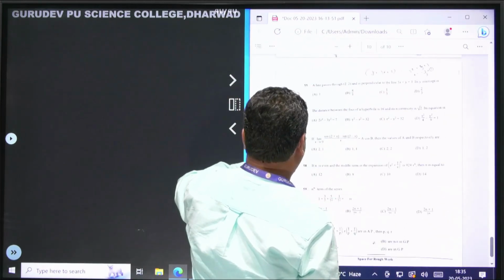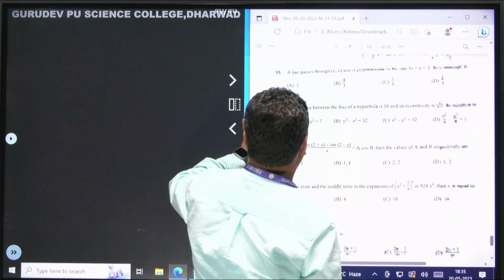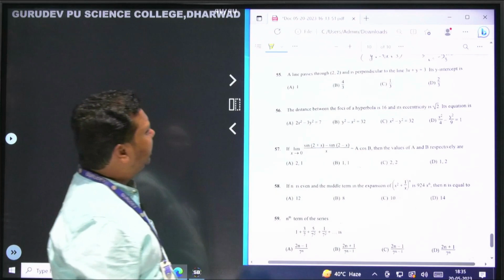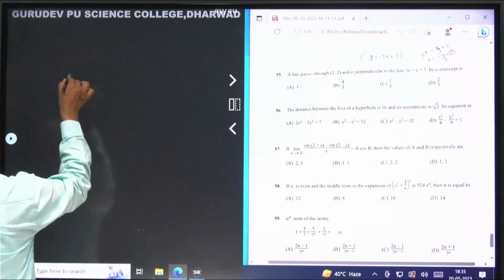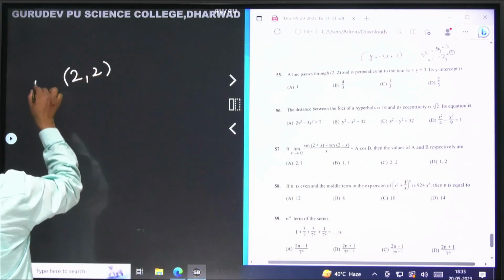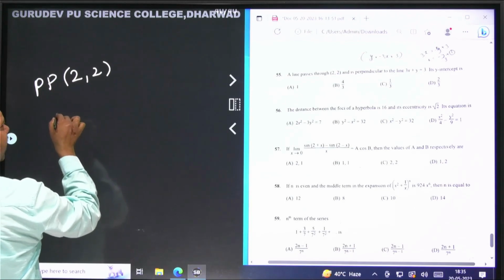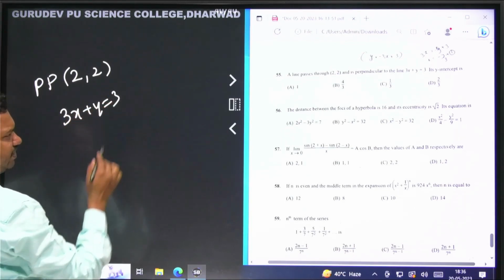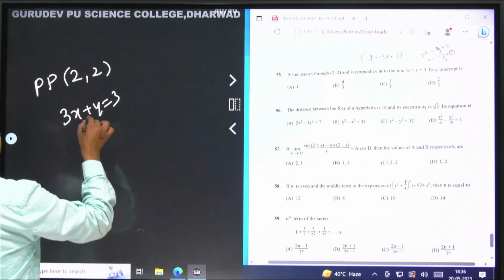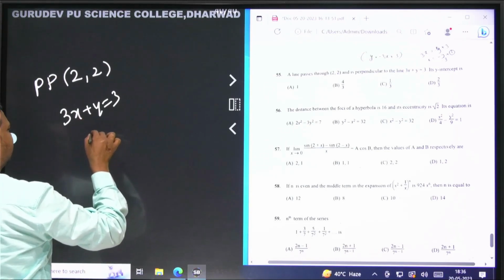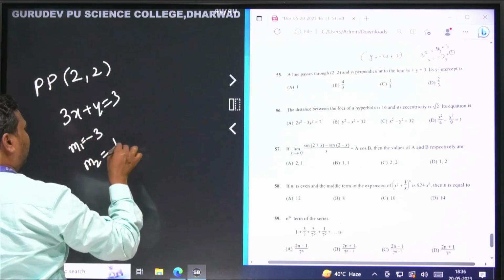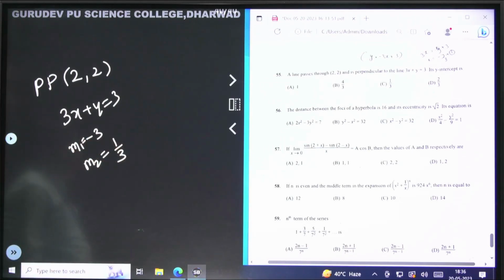55, the last 5 set questions are there. Just let us make it clear, like I have solved it. A line passing through the point 2, 2 is given, and perpendicular to the line 3x + y is equal to 3. Therefore the equation of a line is asked. For slope, take -a/b, which is -3. Therefore perpendicular slope should be 1/3, because m1 × m2 is equal to -1.